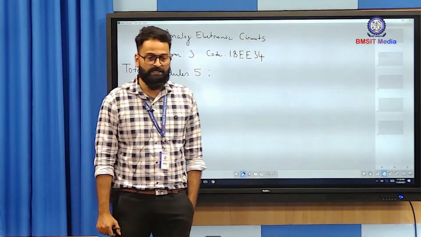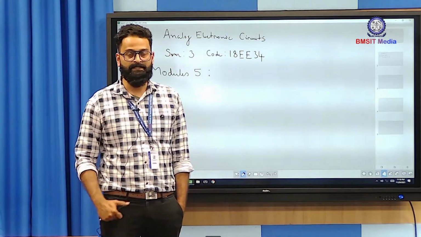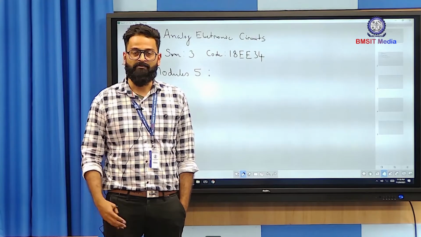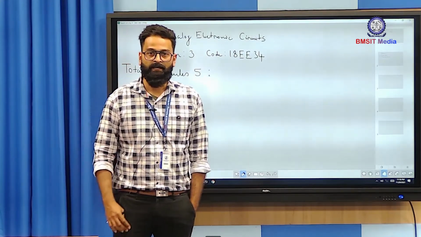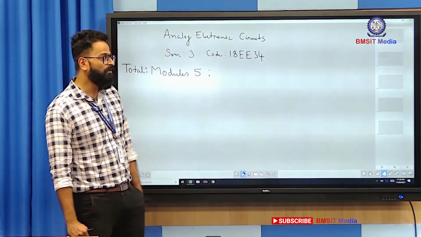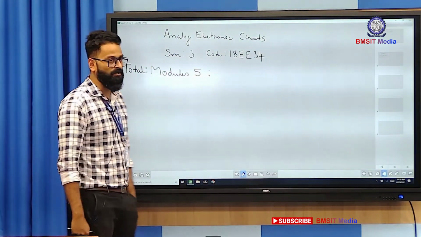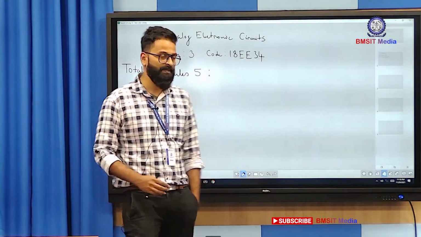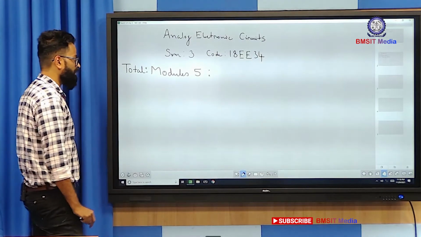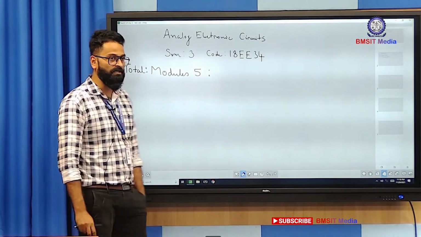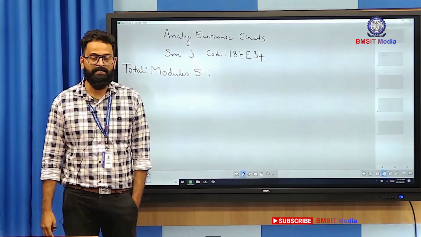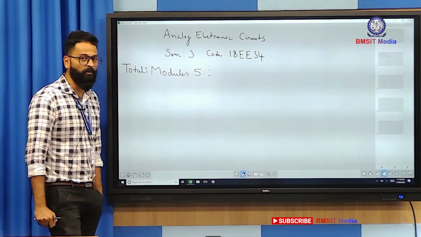Basically this course is interdisciplinary in nature, in the sense that along with electrical students, electronics, telecommunication, information science, and computer science, all the branches of students will be studying this particular course. Whatever content I'm going to present is with respect to the electrical syllabus. The syllabus consists of a total of 5 modules, and each module takes about 10 hours to complete. So basically it's a 50 hours course.